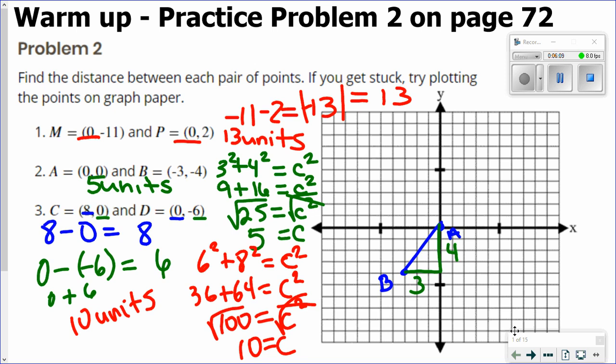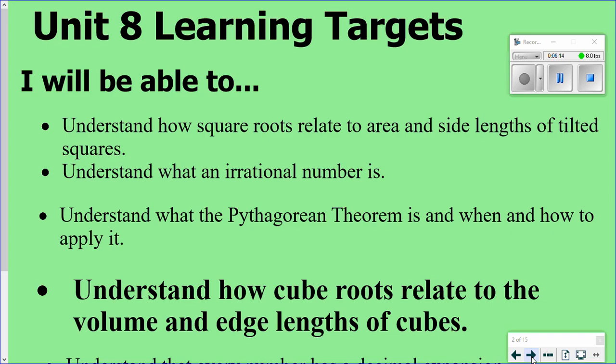Once you are done with that, we are ready to go on to the first part of today's lesson, which is going to be lesson 12. We are moving on to a new learning target today. We are going to understand how cube roots relate to volume and edge length of cubes. So we have focused a ton on square roots so far, so we're going to take a look at what is a cube root and how it differs from a square root, and even some similarities and some similar strategies we can apply from square roots to cube roots.